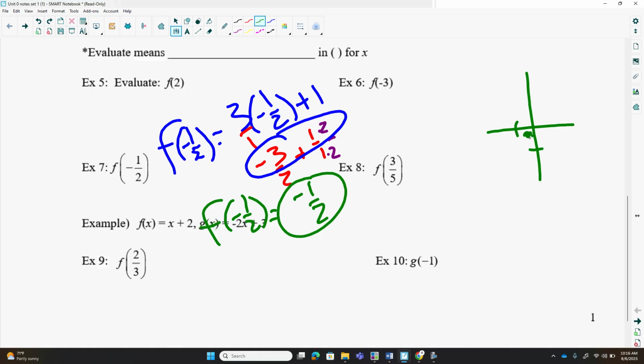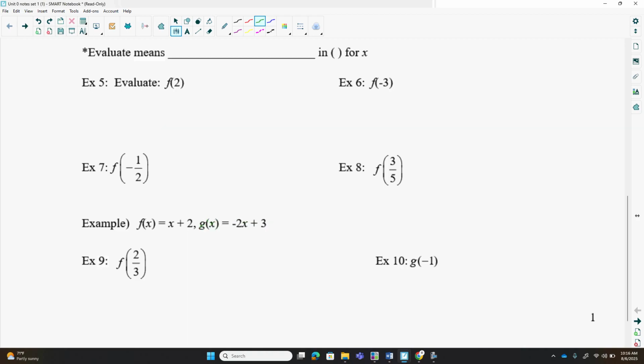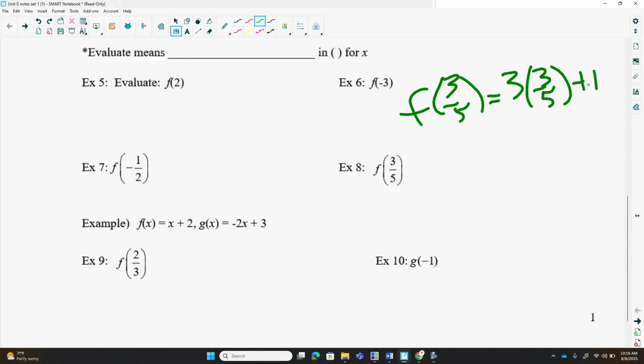All right, 3/5. f of 3 over 5 is equal to 3 times 3 over 5 plus 1. Again, you can put that 3 over 1 if you want to, and you're going to multiply the 3 times 3, which is 9, and that's going to be over 5, plus 1 over 1. But we want to make that a what? 5 over 5.